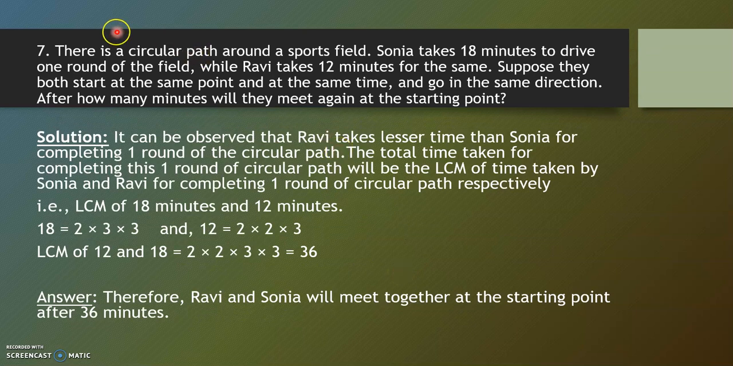Now question number 7 says, there is a circular path around a sports field. Sonia takes 18 minutes to drive and Ravi takes 12 minutes to drive. So you have to find the time at which they will meet at the starting point. So obviously you have to find the LCM of 18 and 12 minutes, and you can find it by the prime factorization method, and 12 and 18 will have the LCM as 36. So after 36 minutes, Ravi and Sonia will meet together at the starting point.